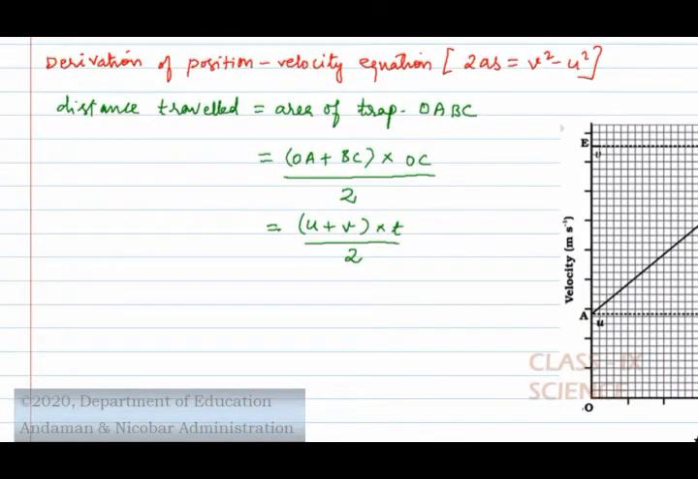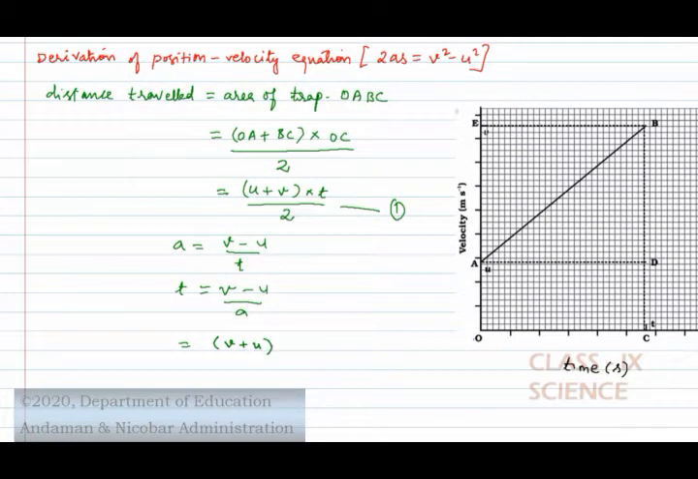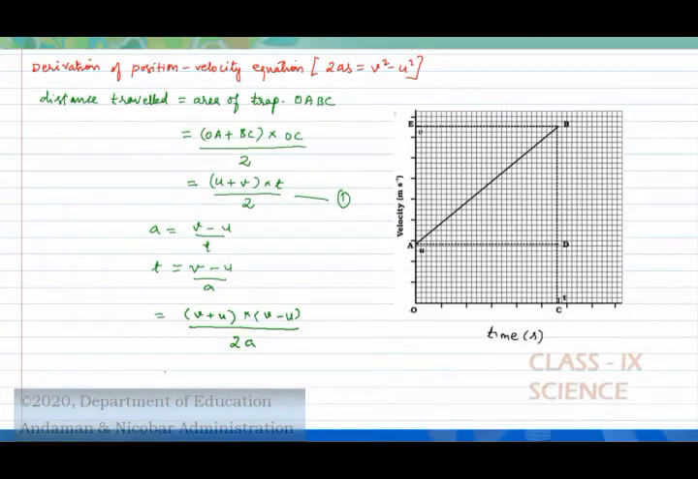From the velocity time equation we know that A is equal to V minus U by T, and this equation can be written as T is equal to V minus U divided by A. So by substituting the value of T in the above equation, this equation can be written as 1. So when we substitute the value of T in equation 1, since we know that A square minus B square is equal to A plus B into A minus B, V plus U into V minus U can be written as V square minus U square. Hence the above equation can be written as S is equal to V square minus U square by 2A.